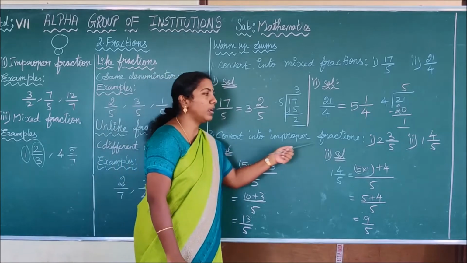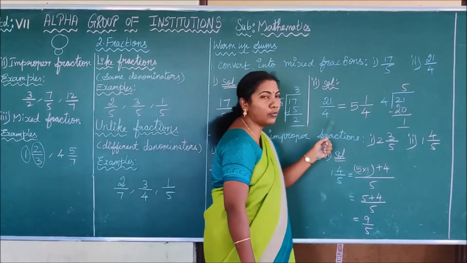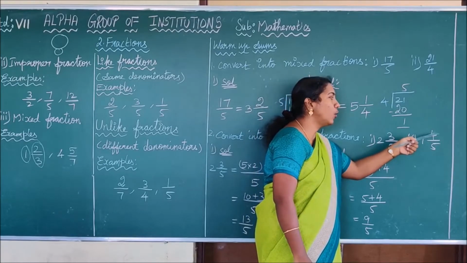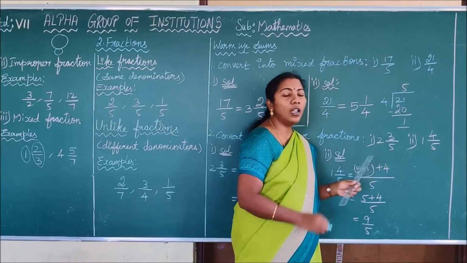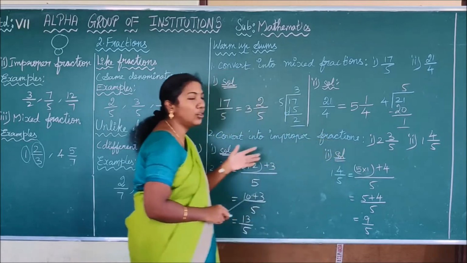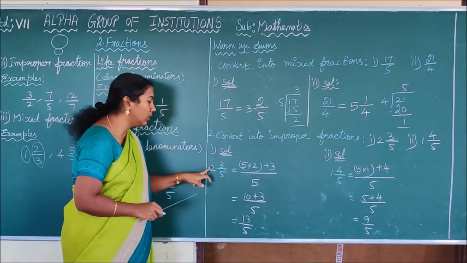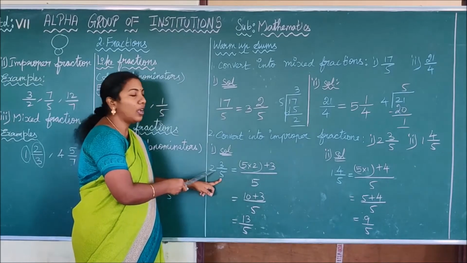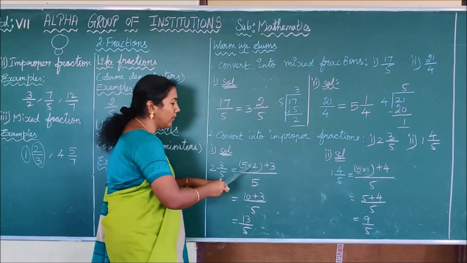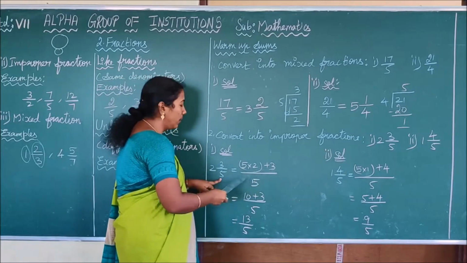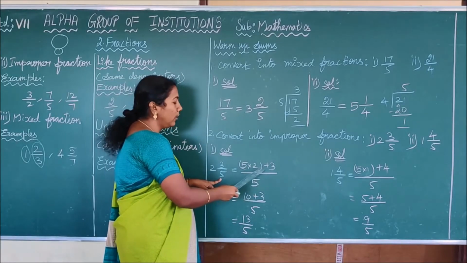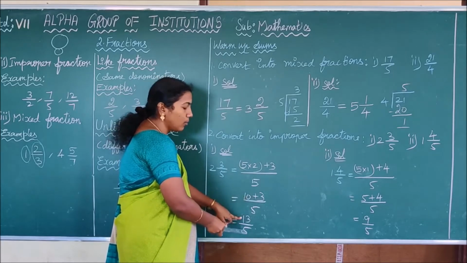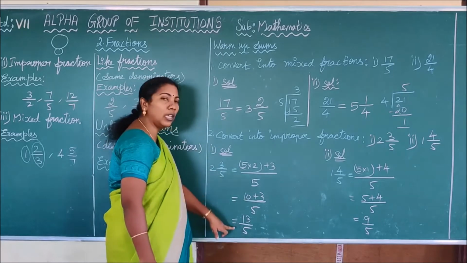Convert into improper fraction. This is the reverse process of the first sum. See the first question: 2 3 by 5, 1 4 by 5. These are all mixed fractions. Now we are going to convert these mixed fractions into improper fractions. How can we convert 2 3 by 5? First you have to multiply the 5 with 2 and add 3. That is 5 into 2 plus 3, divided by the denominator written as it is. 5 into 2 is 10 plus 3, 10 plus 3 is 13 by 5. Thus we can convert the mixed into the improper.